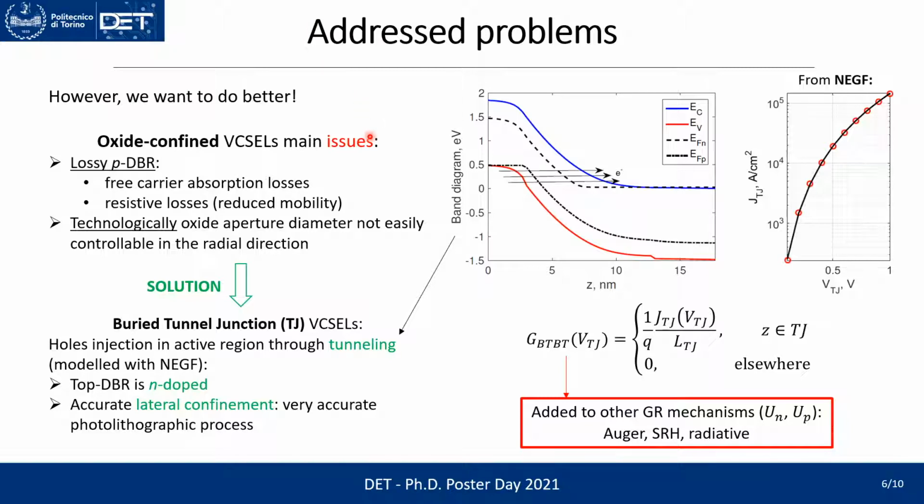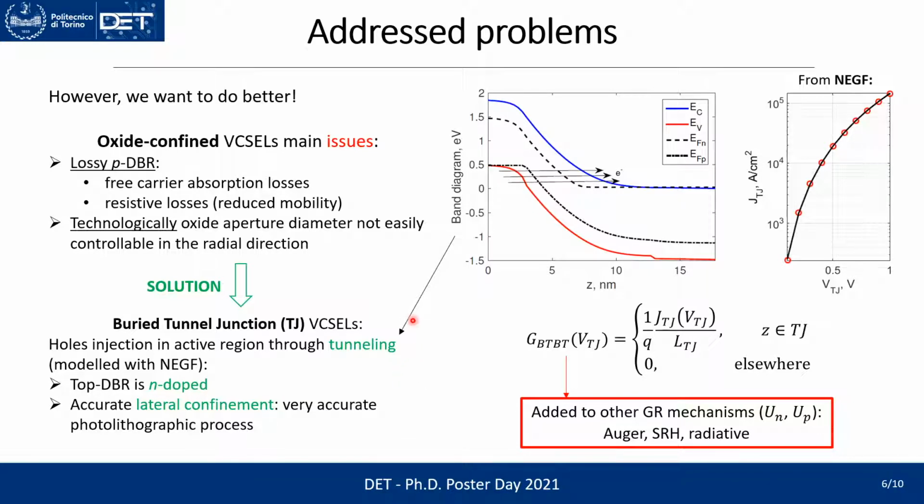Therefore, we want to try to solve the two main issues of the oxide-confined VCSELs. The first is related to the presence of the lossy p-doped top DBR, which introduces larger free carrier absorption losses and resistive losses. The second comes from the definition of accurate oxide aperture diameters by means of wet oxidation processes. Both could be addressed by introducing a buried tunnel junction in the structure.